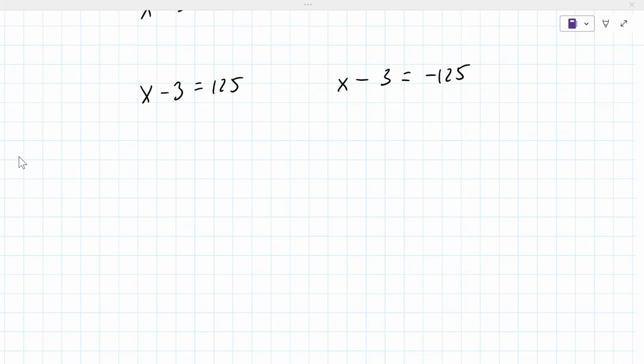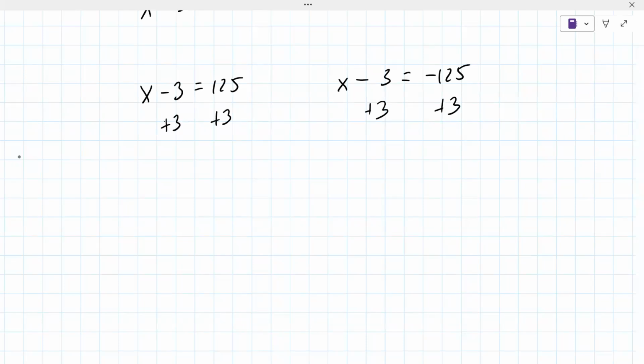You look at the side with the variable. That's what you manipulate. So 3, plus 3. Okay, then x equals 125, and then x equals negative 125. That's what I got. But you're adding 3 to both sides. You're adding 3 to both sides. Like the number has to change. It's not just one side.